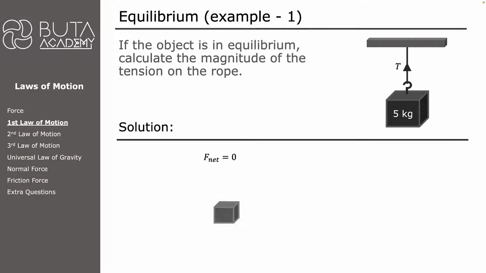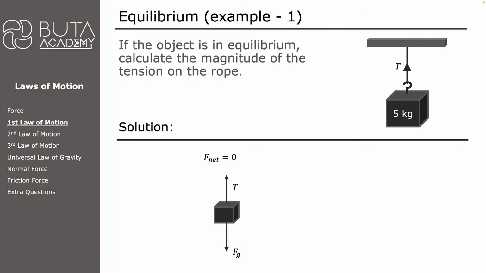We start by drawing the box. We are asked to calculate the tension force, so as a second step, let's draw a vector representing it. Finally, we draw the force of gravity, and as usual, we draw it downwards.